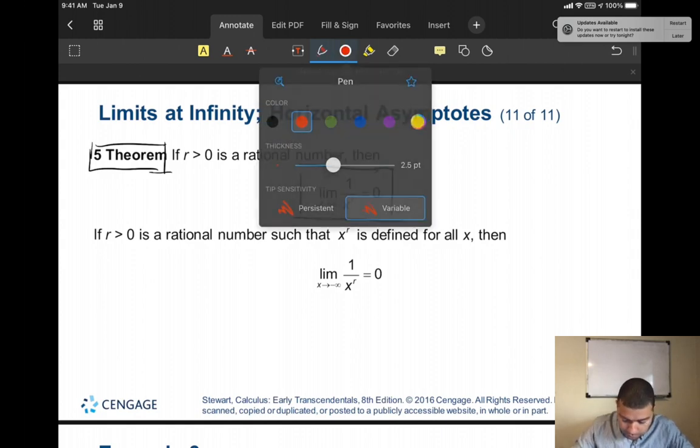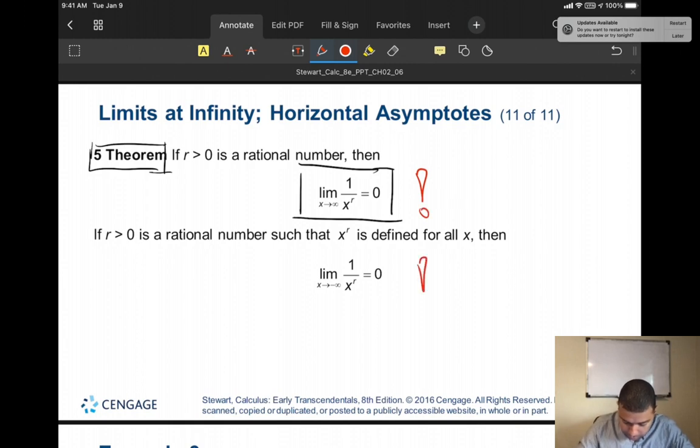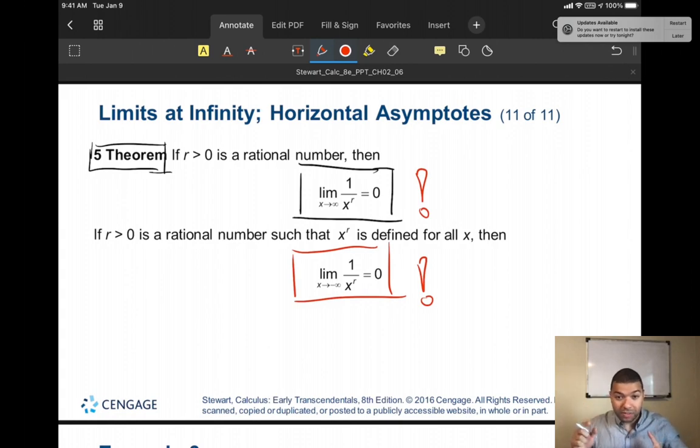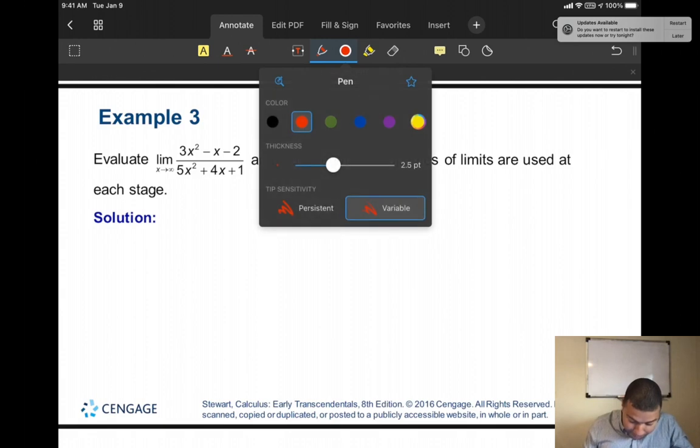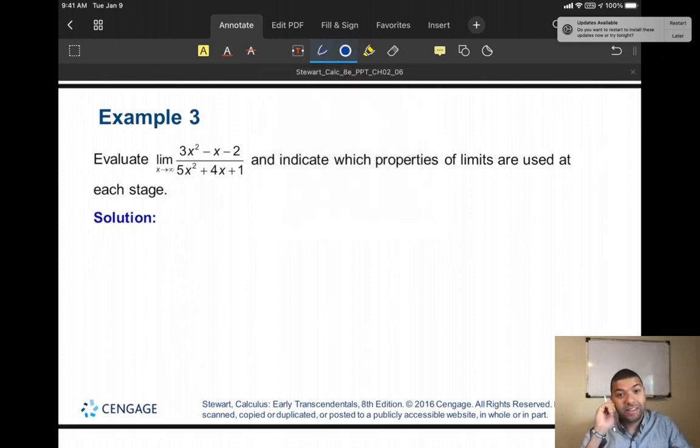Because intuitively, like we said before, as x gets larger, because r is positive, x to the rth power gets larger and larger as well. 1 divided by something very large gets very small, close to 0. So that's something we're going to use right now, and from now on without justification, because we've already done it.